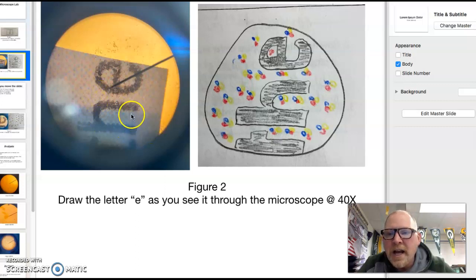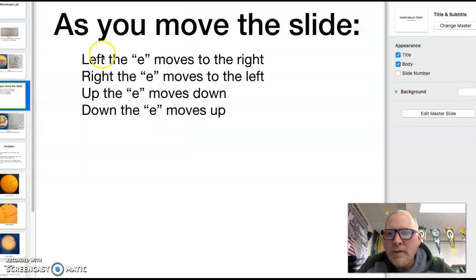Then after we looked at that, we were asked to play around with the letters a little bit and move them around and see what happens. When we moved the slide to the left while looking through the microscope, the letter E actually moved to the right. If we moved it to the right, it would move to the left. If we moved it up, the E moved down, and if we moved it down, the E moved up. So everything was just reversed.